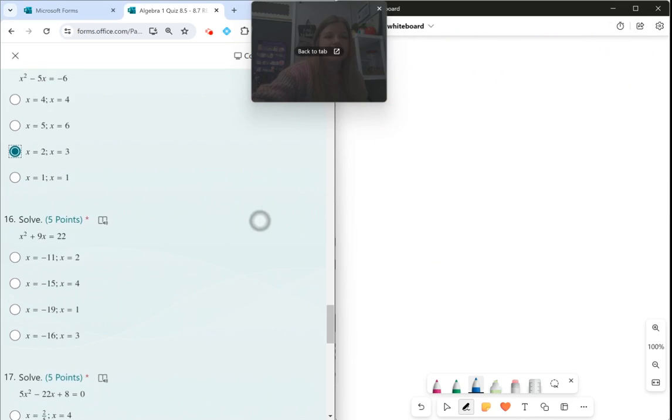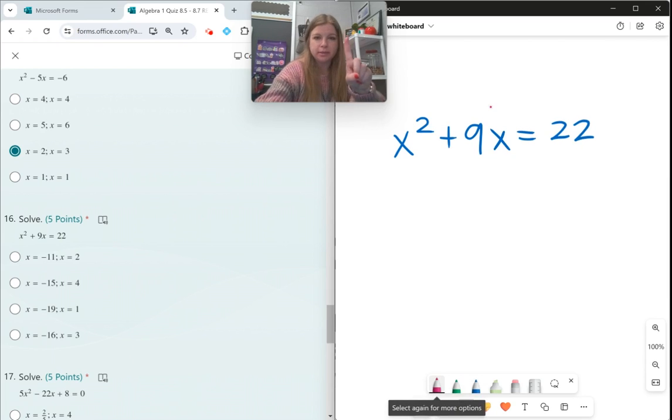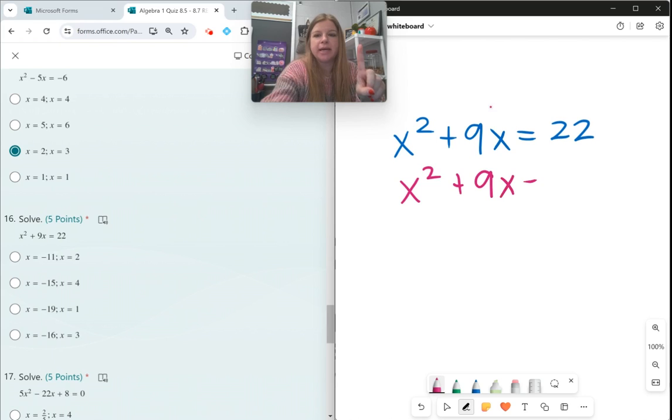Number 16, a very similar problem from the last. So this is just more good practice. X squared plus 9x equals 22. Step 1, set the equation equal to 0. Okay, so x squared plus 9x minus 22 equals 0.